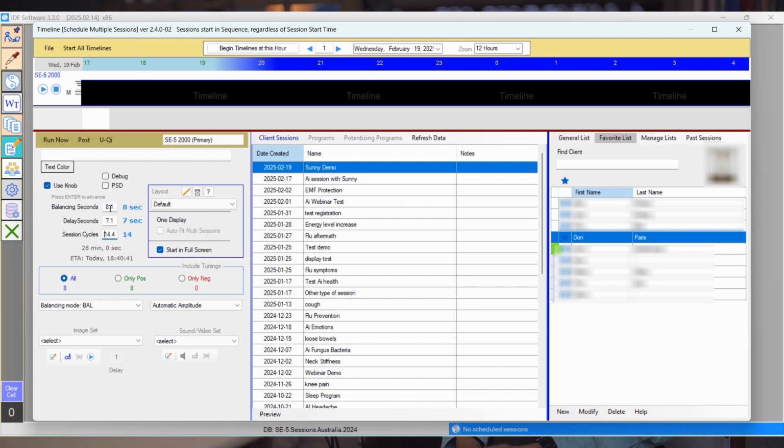So the entire session will take 28 minutes. Okay. And then I'm ready to run it. So in the simple version, I just click Run Now. I can also put these on the timeline and do myself, then I could do you, then I could do my wife, and I can put them all up on the timeline. But I'm just going to run now.